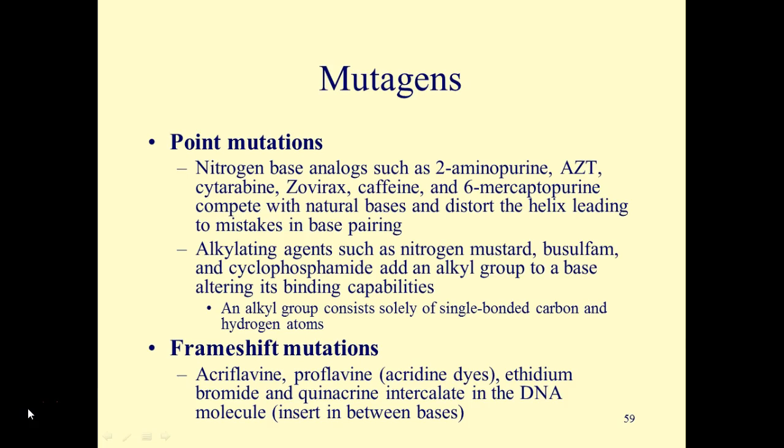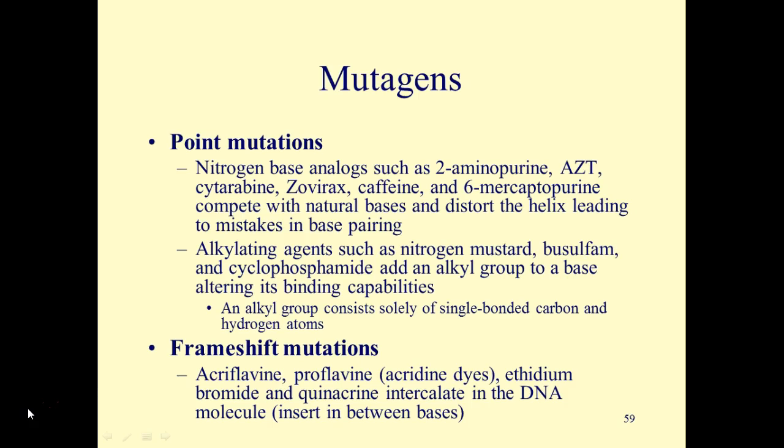A number of things can cause mutations. They're not only chemical mutagens, but there are also physical mutagens. Point mutations can be caused by nitrogen-base analogs, and those are molecules that look like a nitrogenous base. 2-aminopurine is one, so it substitutes in for purines. It's used in cancer treatment. AZT is azidothymidine, which substitutes in for thymine, and it's used to treat HIV.